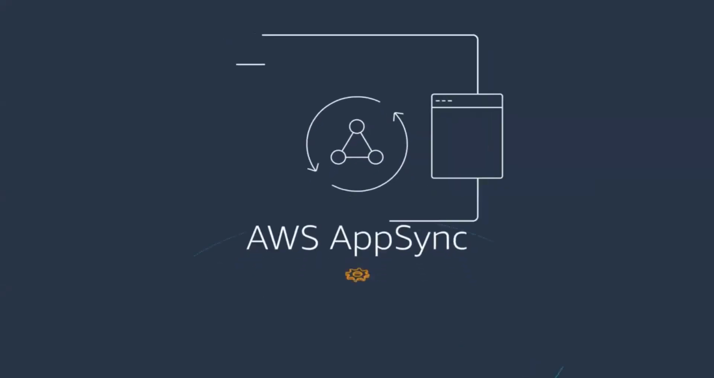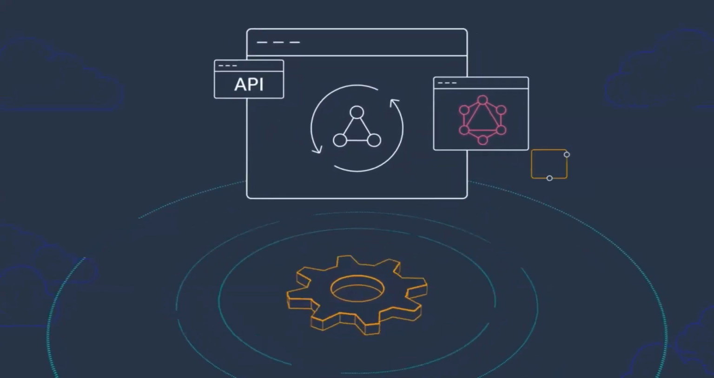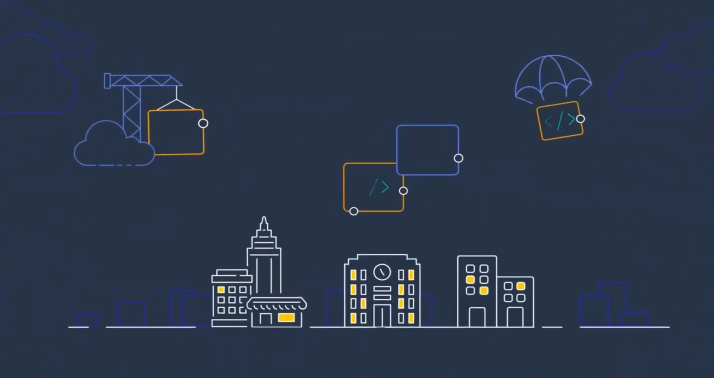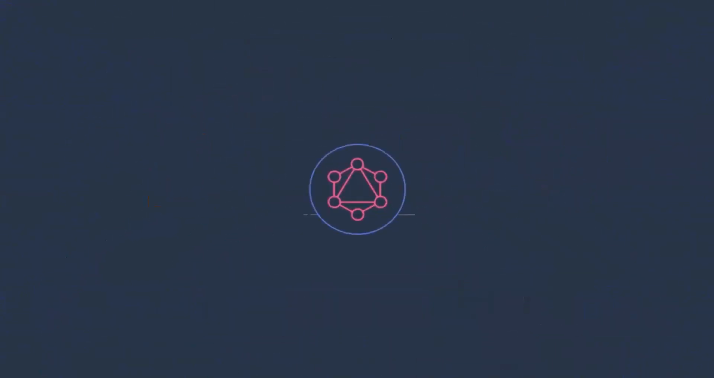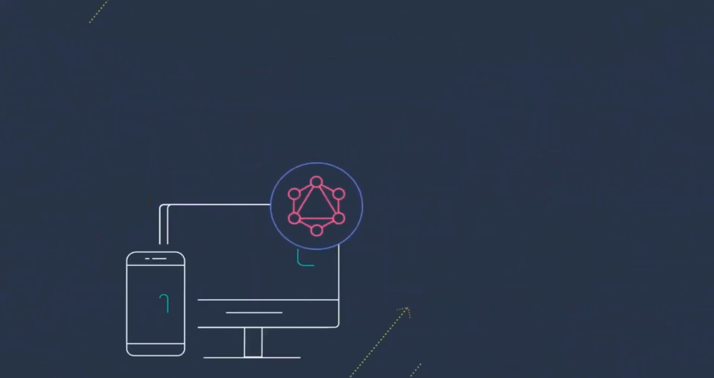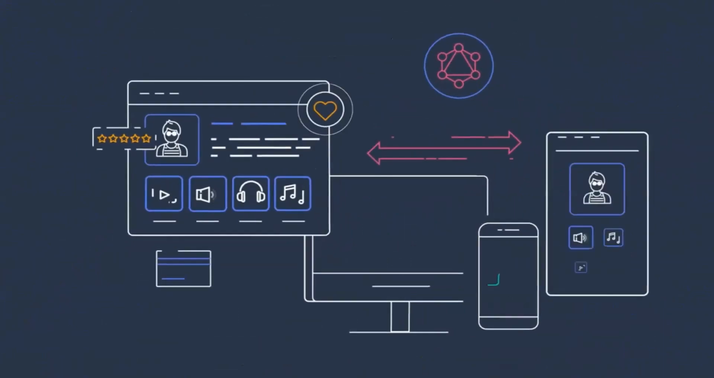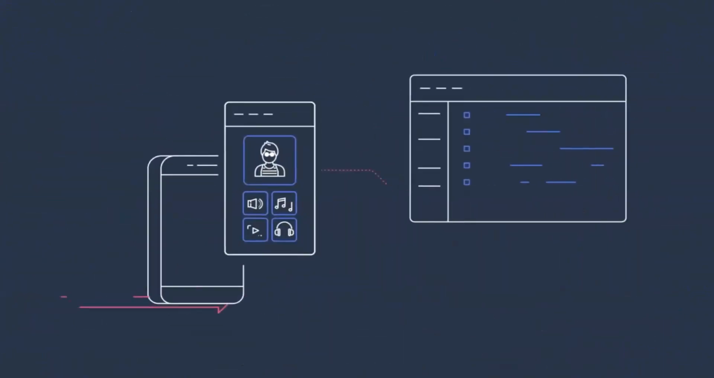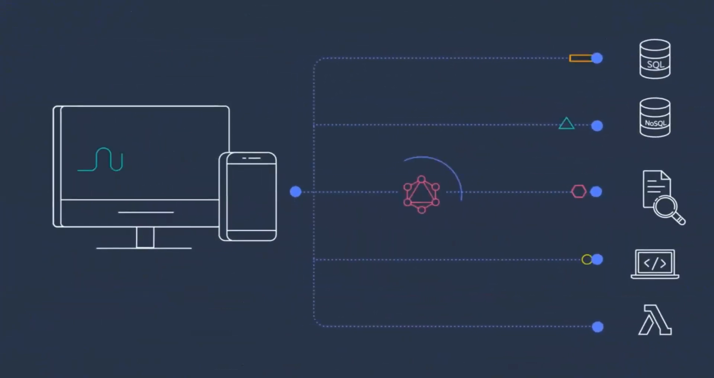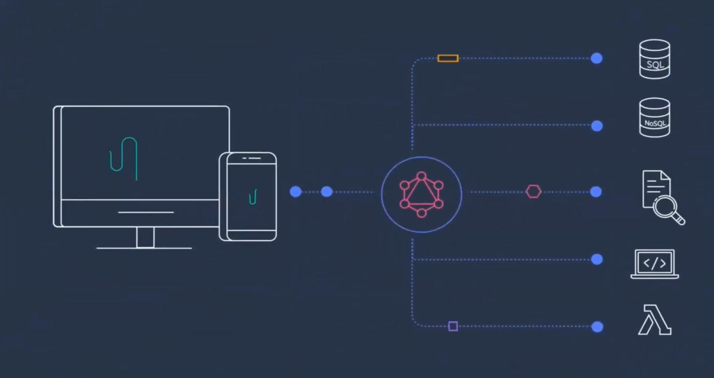AWS AppSync is a fully managed GraphQL API service that improves application performance and enables companies to build applications faster. GraphQL improves app performance through simplified data access. You query only the data you need for your app, and you can access, manipulate, and combine data from multiple data sources in a single network request.